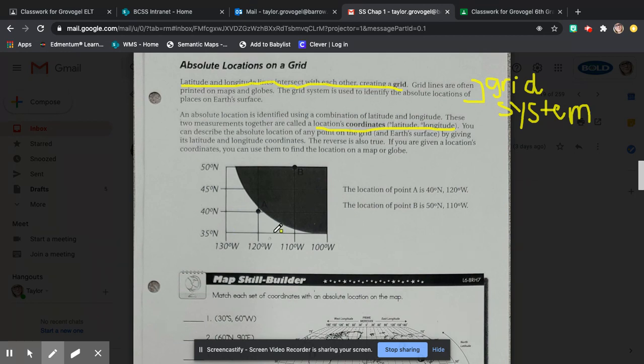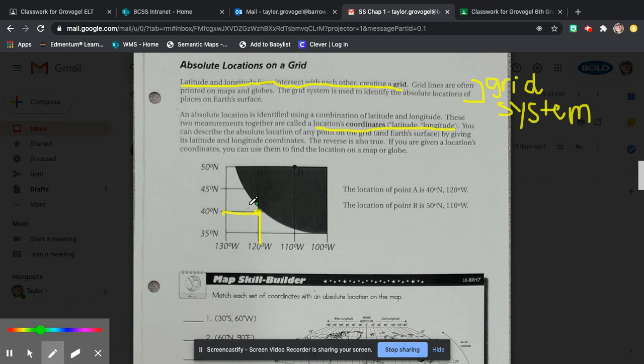Now, if we look here at this map, it says the location of point A is, so here's point A, right here, this yellow dot, is 40 degrees north. So you just follow this line, and it's 120 degrees west. So we're going to follow that line. That is how we got the coordinates of point A.